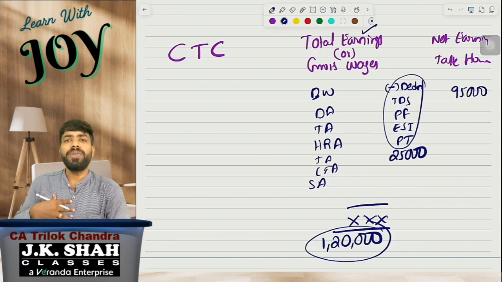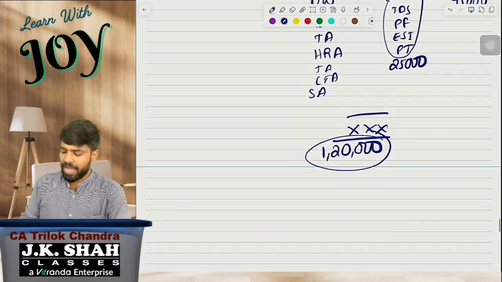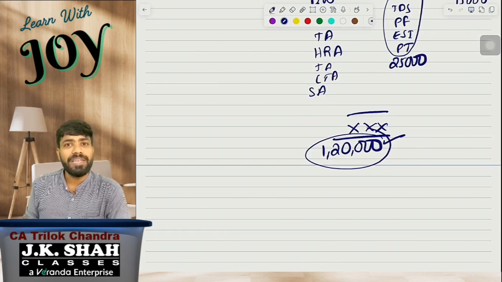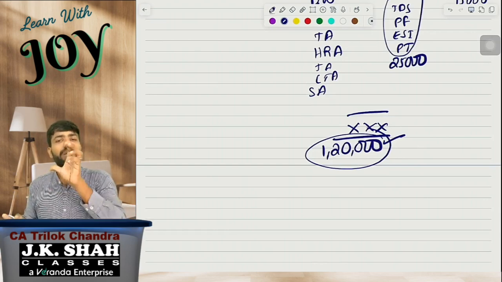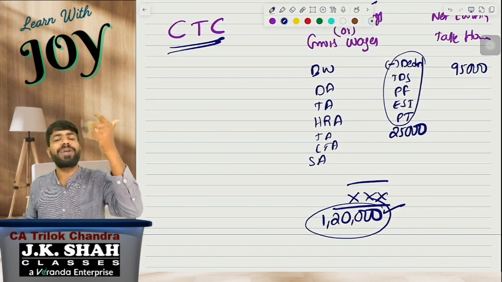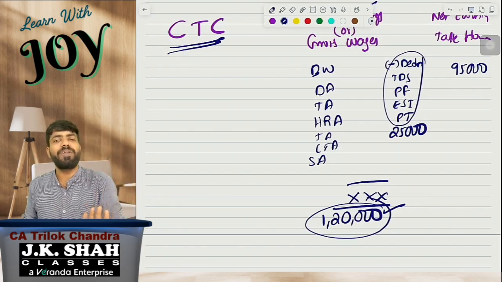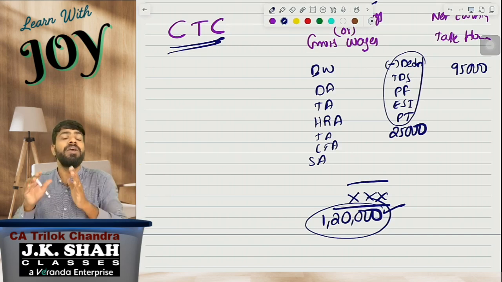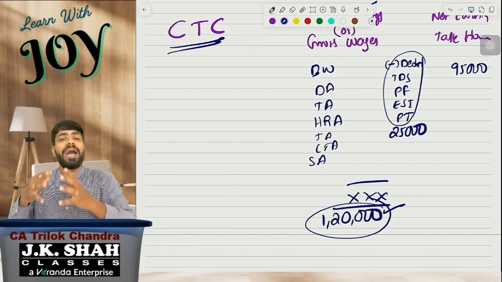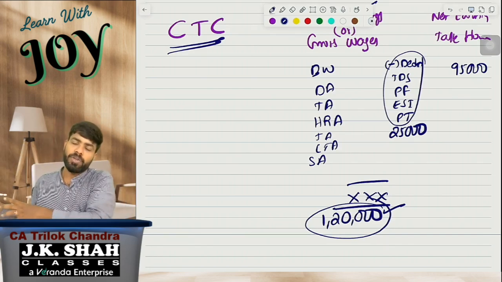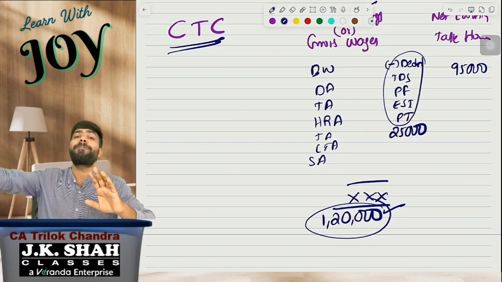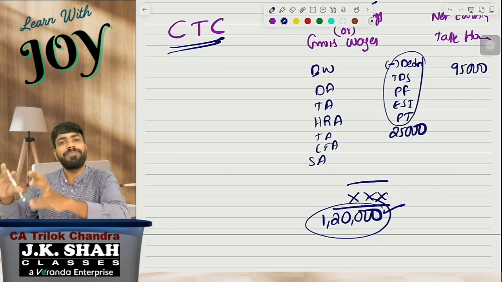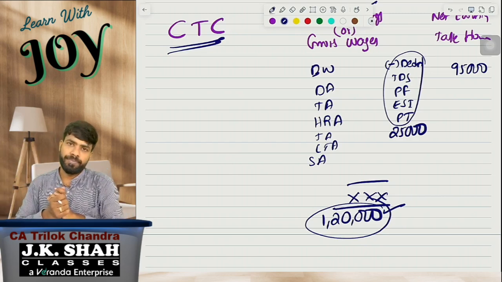Now what we need to understand is cost to company. CTC stands for cost to company. Apart from this 1,20,000, what is happening here? 1,20,000 is the total earnings. In that 1,20,000, 25,000 rupees has been paid to the respective departments: income tax department, PF department, ESI department, PT department. The company makes this payment on behalf of the worker. Totally 25,000 paid. 95,000 rupees has been credited to the employee account.